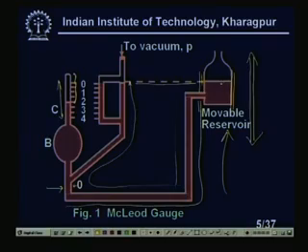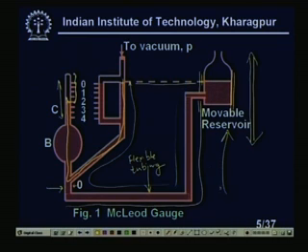Again I am telling, this movable reservoir will come down, all the mercury will be collected here, because this is a flexible tubing. So, it will come down, all the mercury will be collected in the reservoir, and the gas will be trapped here. The gas will come through this region, enter here, then go up.